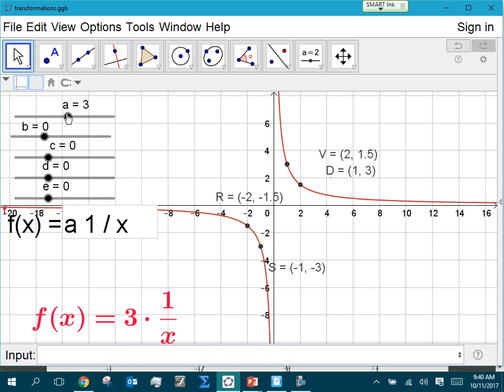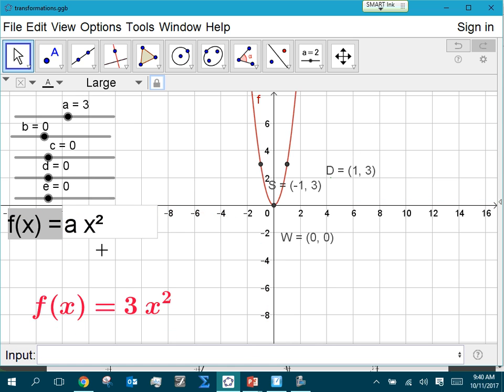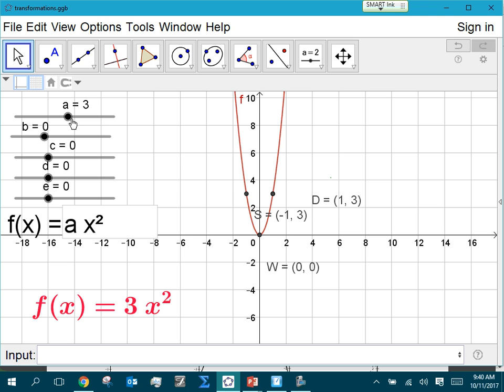Okay. Is that doable for everybody? Does that make sense? Okay. Now, what we call that algebraically, graphically, we say that the graph is being stretched vertically.